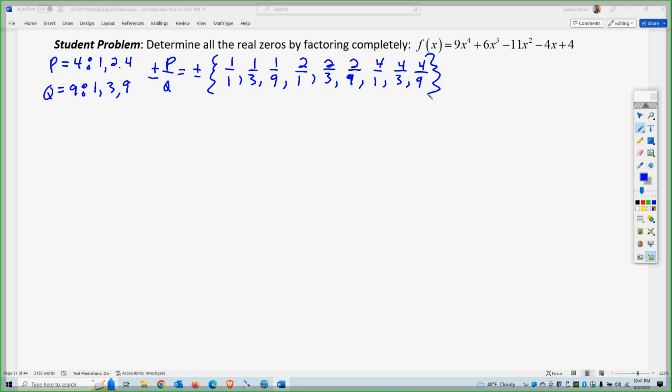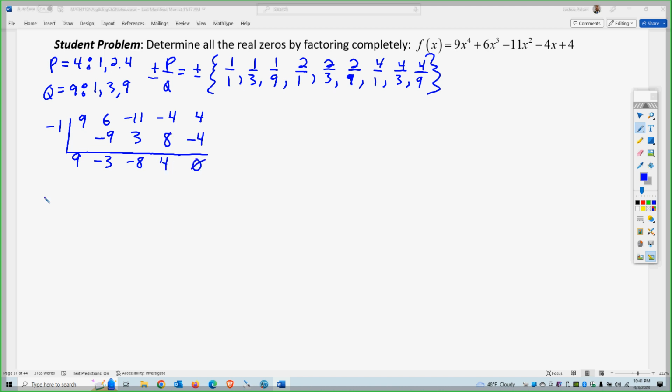We'll just start with 1 and -1. So we'll see if -1 works. We're taking out 9, 6, -11, -4, and 4. So we're going to add, then multiply.